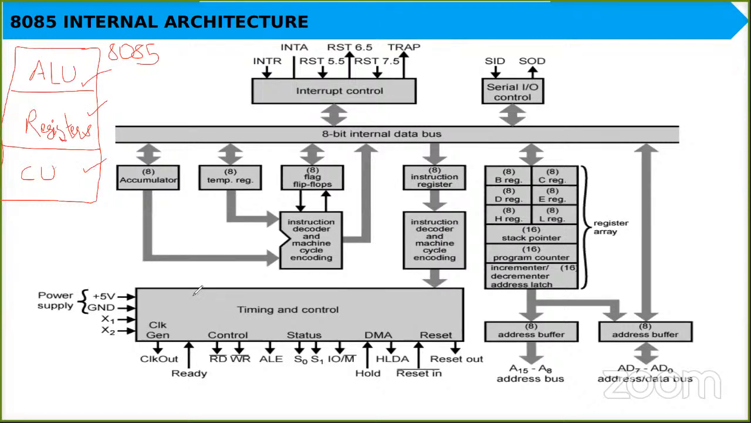What we have seen till now, we have seen the control and timing unit. So we have seen this control and timing units, interrupt control and all. See control over here, serial IO control. So this is the control unit, control and timing unit. So we can say this as control unit and the timing unit. Timing unit is also coming from the X1, X2 CRI.